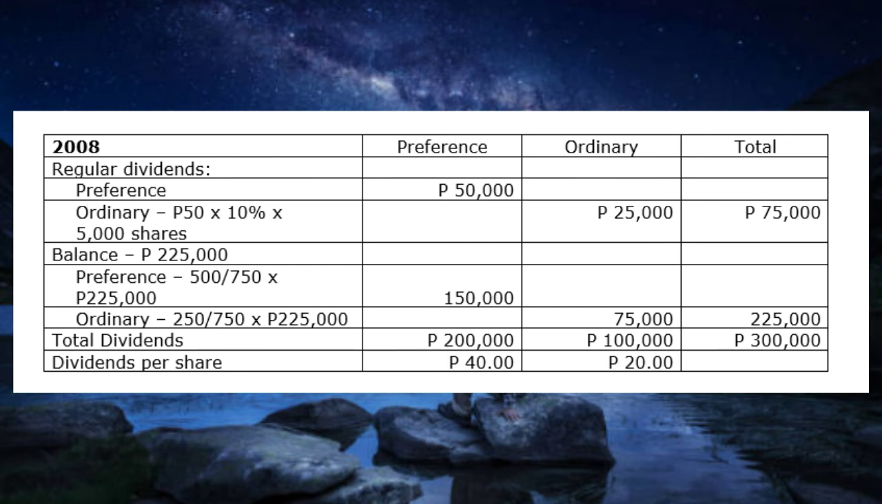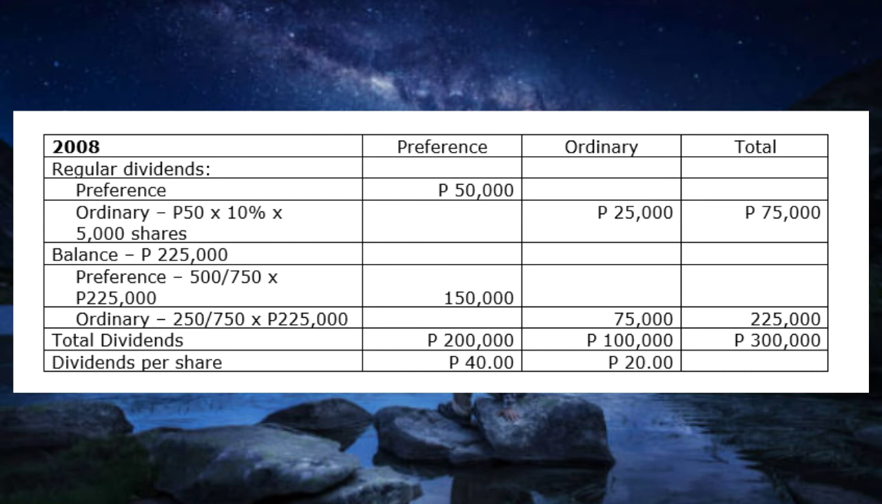2008 regular dividends, preference: 50,000 pesos. Ordinary: 50 times 10% times 5,000 shares is equal to 25,000 pesos. Total of 75,000 pesos. Balance: 225,000 pesos. Preference: 500 divided by 750 times 225,000 pesos is equal to 150,000 pesos. Ordinary: 250 divided by 750 times 225,000 pesos is equal to 75,000 pesos.